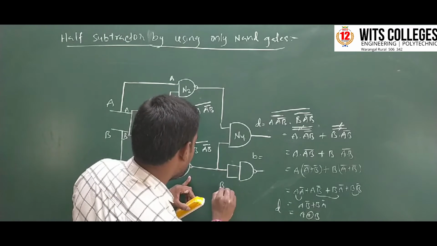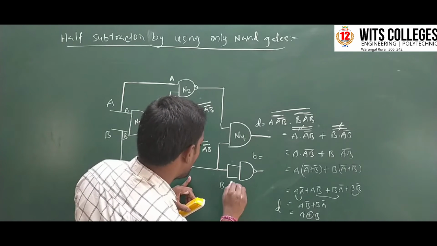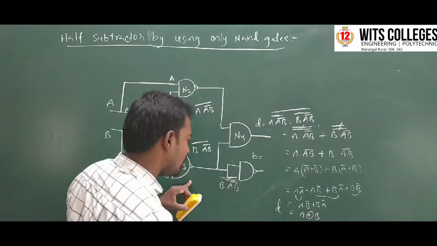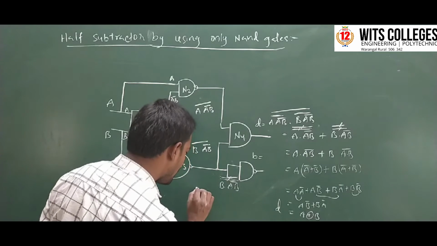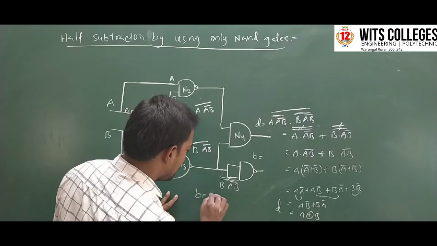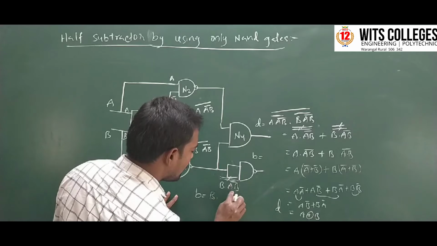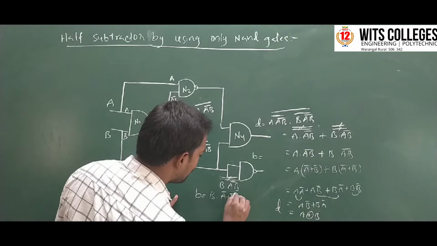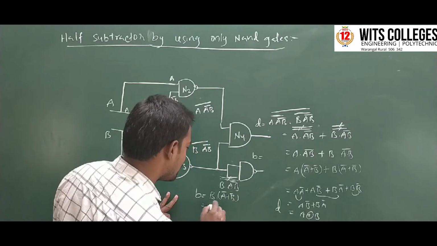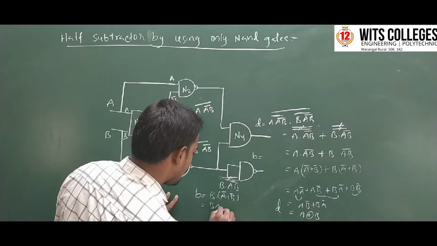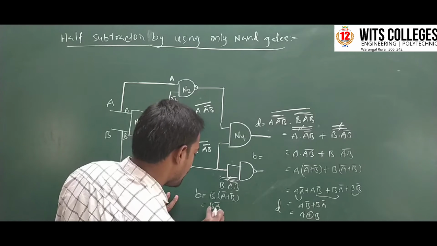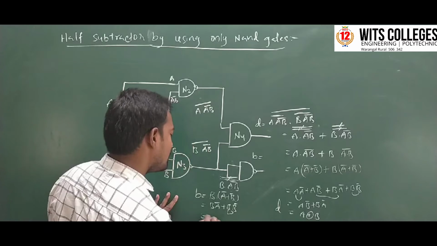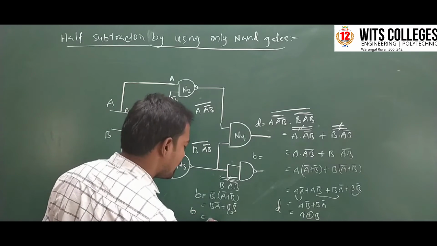And coming to the borrow output, that is here, B into A into B whole bar whole complement, and both complements are cancelled, and we will get the borrow B is equal to B into, we have A into B whole bar can be written as A bar plus B bar, that is equal to B into A bar plus B into B bar. Here B into B bar is equal to 0, so finally the borrow B is equal to A bar B.